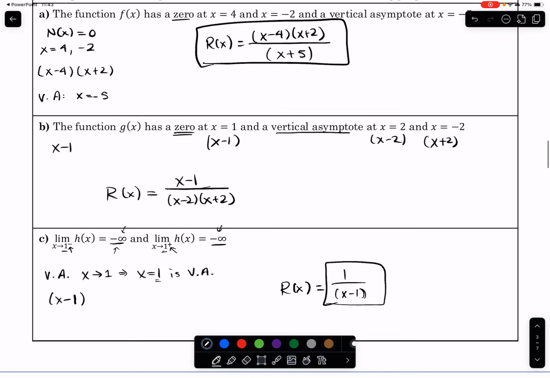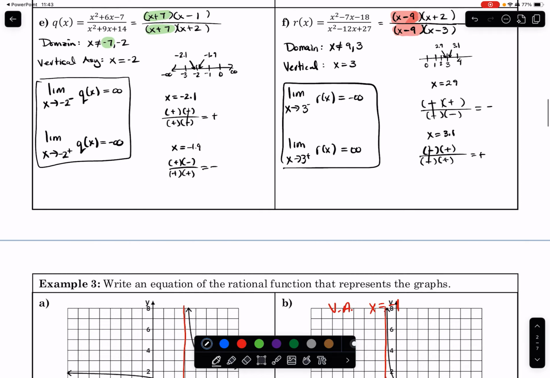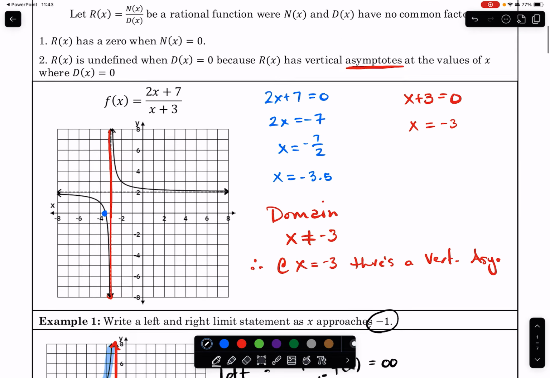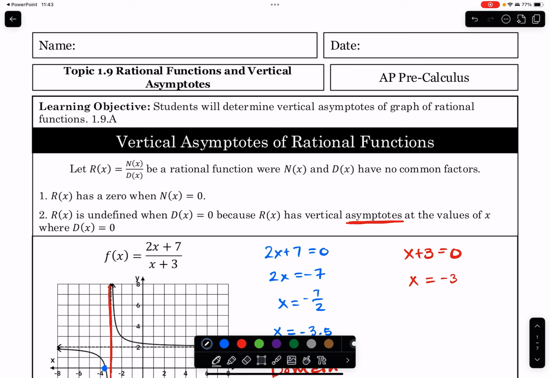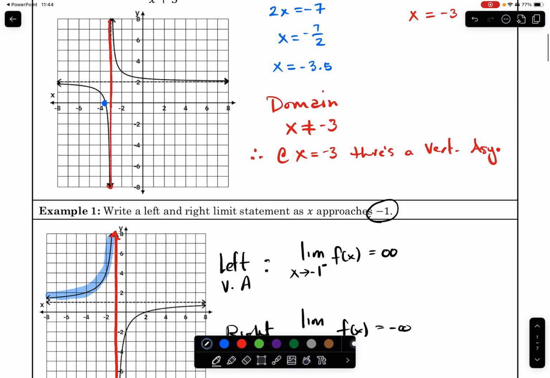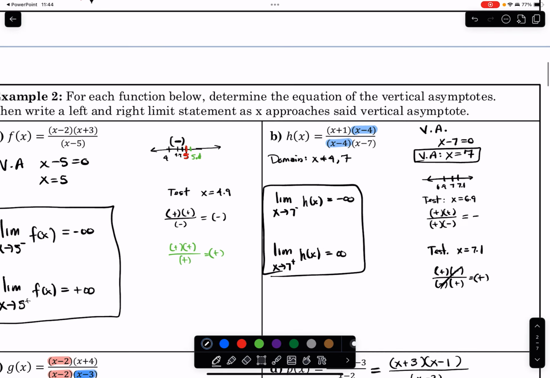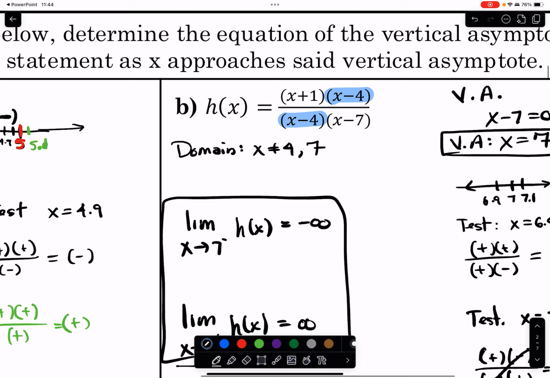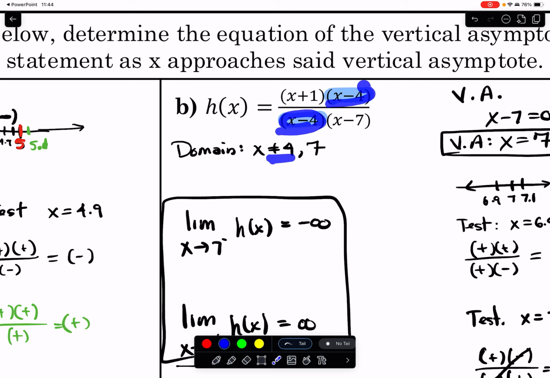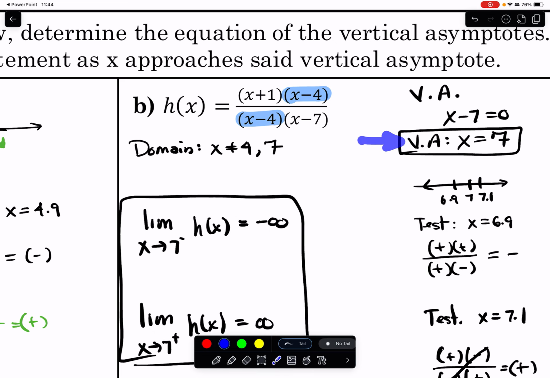All right, so that concludes our notes for lesson 1.9, rational functions and vertical asymptotes. The next lesson will discuss what happens at these locations where we have a common factor. Why can x not equal 4, like on this one right here? What's happening when we have a common factor on top and the bottom? Because we don't have vertical asymptotes at those locations, we are going to have something else there. Right now, the only place we have a vertical asymptote on this one was at 7.